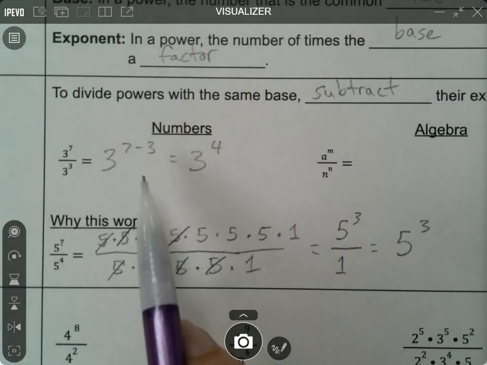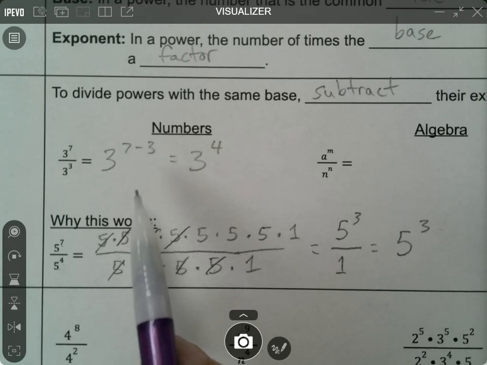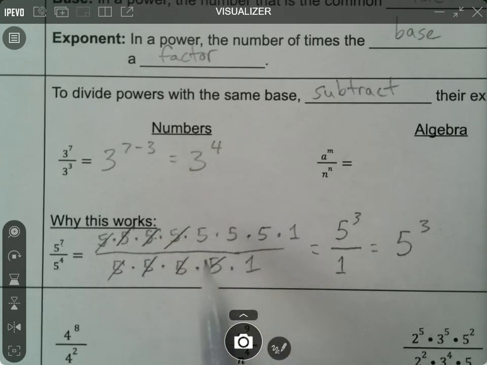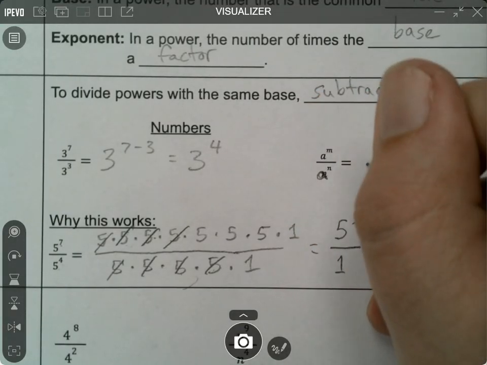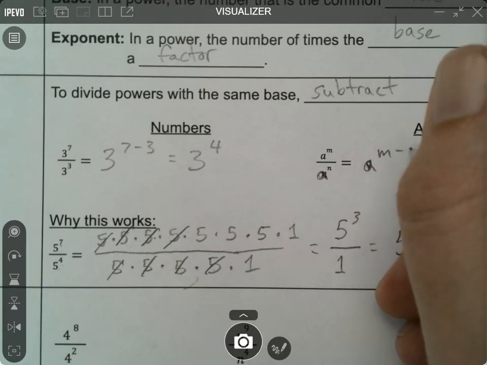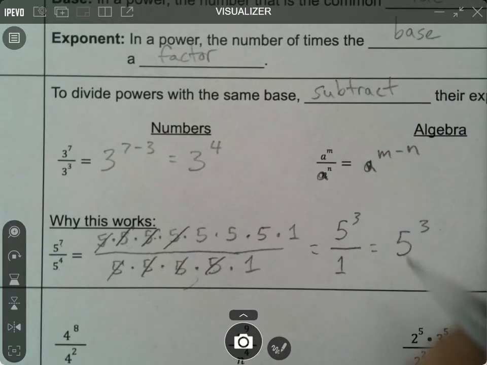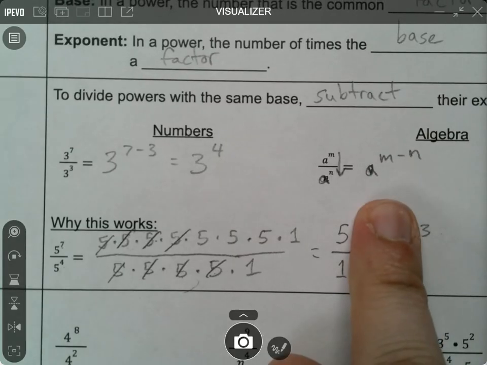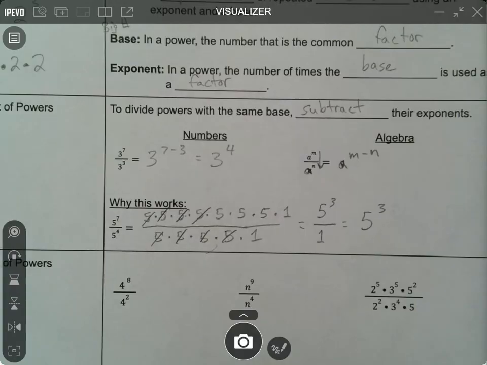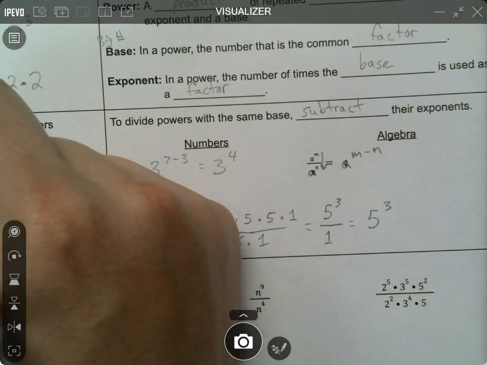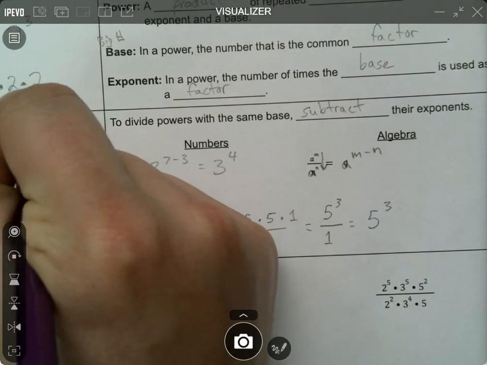And knowing that this subtraction works is way easier than writing all of these 5s, at least in my opinion. If you like doing this, that's fine. I personally do not. I'd rather just use the rule, okay? The algebra, this should be an a. My typo has not been corrected, but it would just be m minus n. I want you to write this, okay? Be sure to do this.